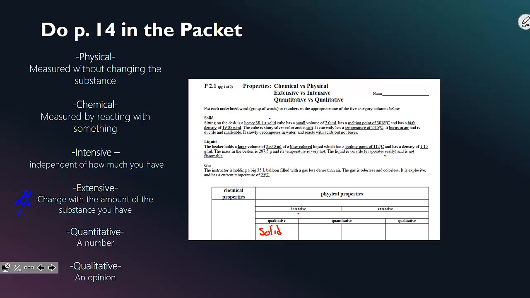So in the first example, 38.1 grams. Grams is a physical property because I can measure it without changing the substance. It is extensive and is a number. So it's a quantitative, extensive physical property.